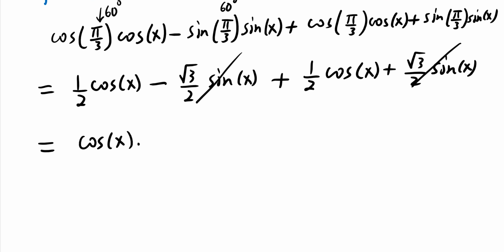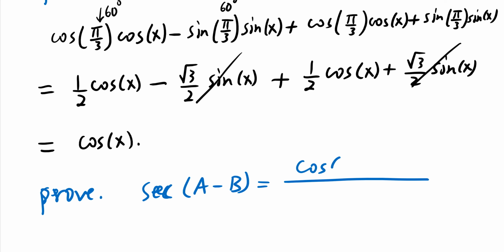How about another one? More tricky. So prove secant A minus B equals cosine A plus B over cosine square A minus sine square B.